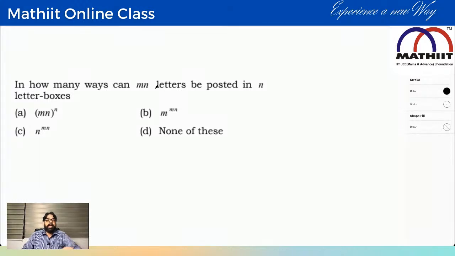Okay, this question. MN letters be posted in N letter boxes. Same thing. The first letter can go in N ways and the second letter can go in N ways. So N into N into N, so many times. How many times? Mn times. So N power Mn. Finish. This is the question. So your answer will be C.